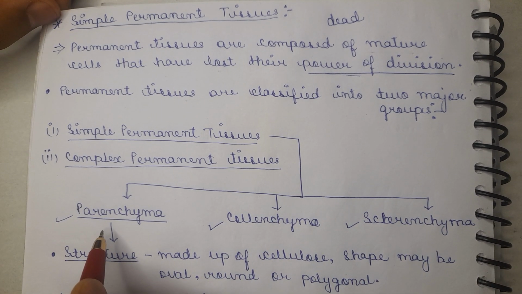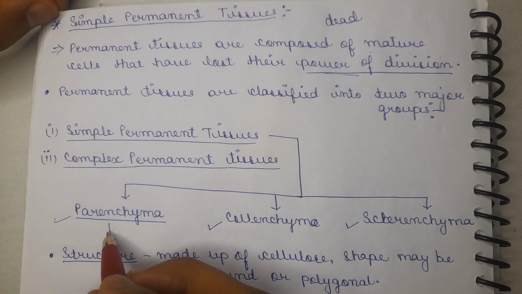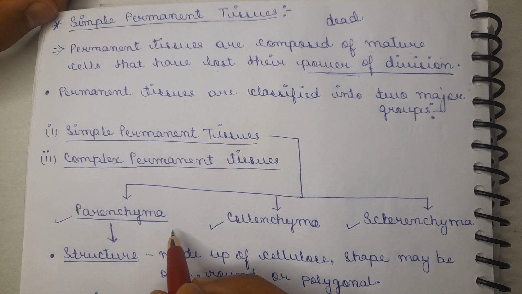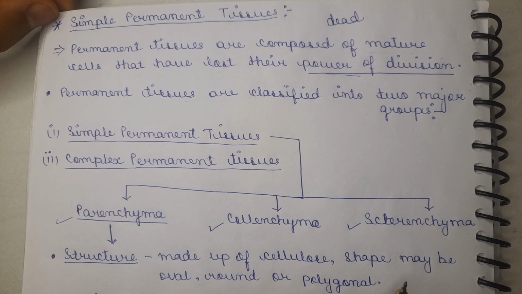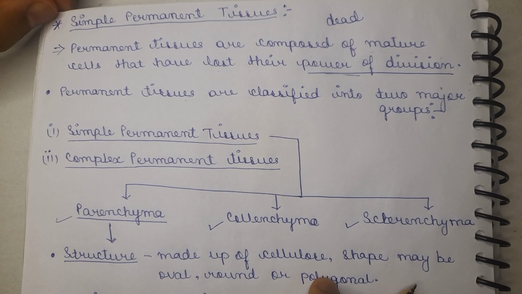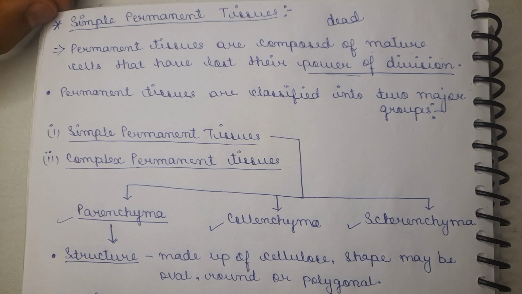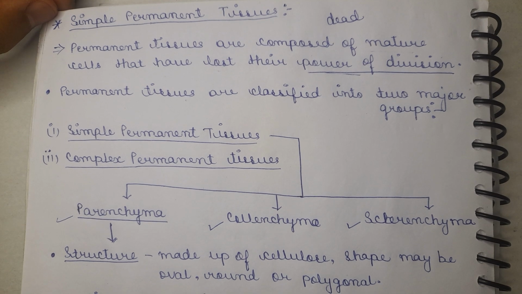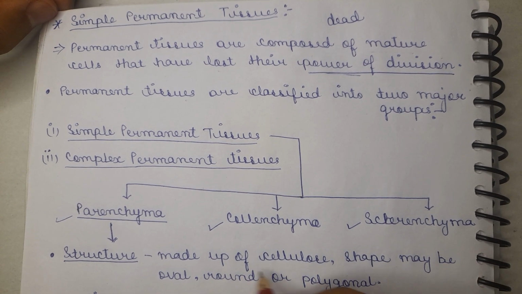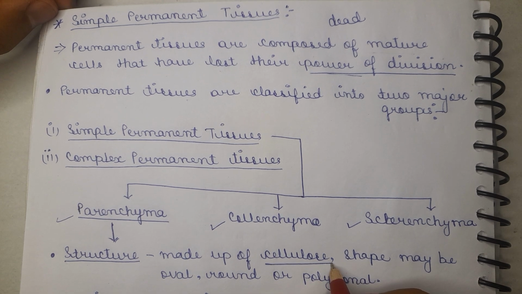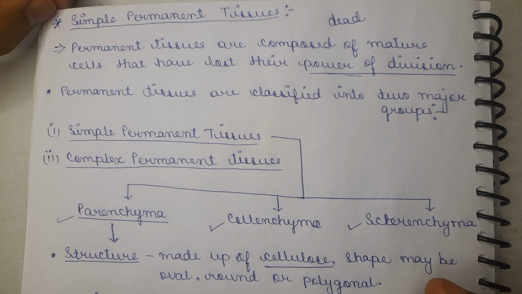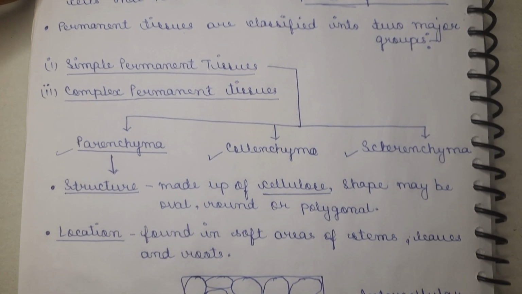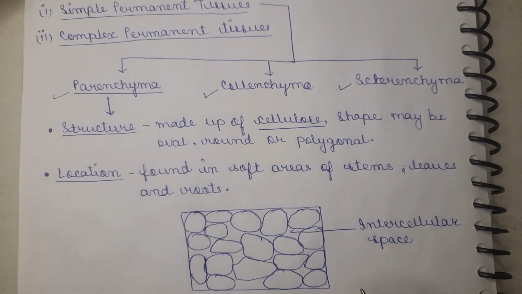We will look at them one by one. The first type is parenchyma. What is parenchyma, and what does parenchyma do in the plant? If we talk about its structure, parenchyma is the most common plant tissue, and it is mainly composed of cellulose. The cells in parenchyma tissue are loosely packed, so they have intercellular space between them.